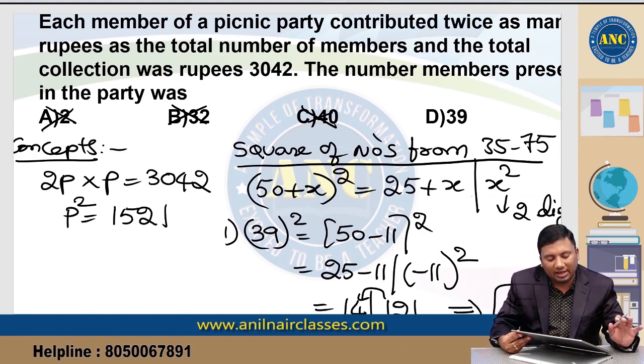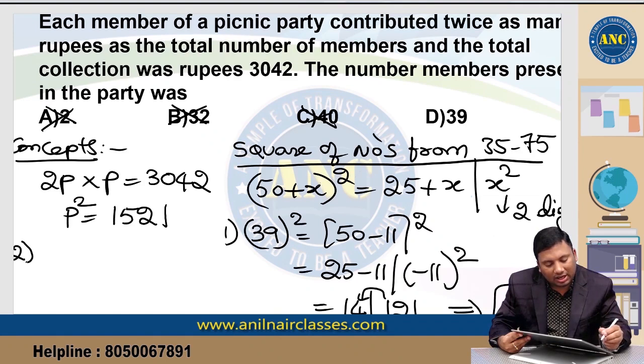I hope the idea is clear. 39 whole square is 1521. You can also take one more example just to understand the concept.